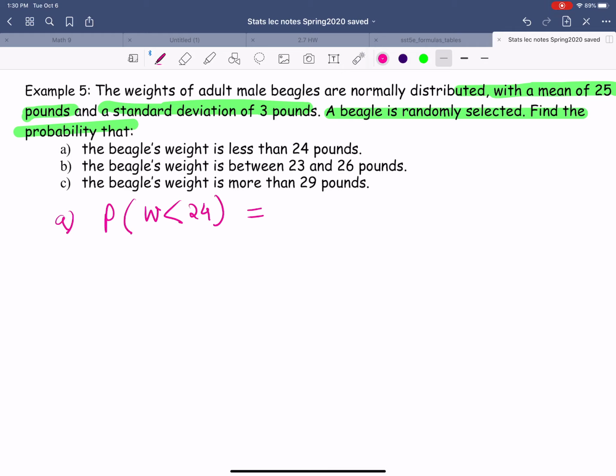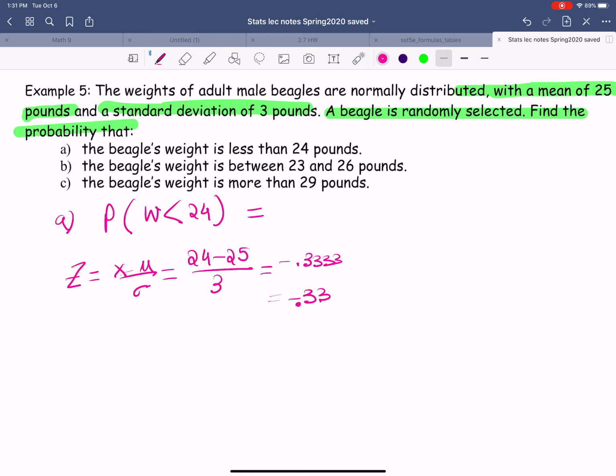So I need to convert the 24 pounds, the data value, into the z-score using the z-score formula, which is x minus mu over sigma. 24 is my data value, so I need to find the corresponding z-score. I already know this is going to be a negative z-score because the average is 25 and this one is below the average. So data value minus the mean divided by standard deviation, 24 minus 25 over 3, comes out to be negative 0.3333. We want to round to 2 decimal places, so negative 0.33. That's all we're going to take.